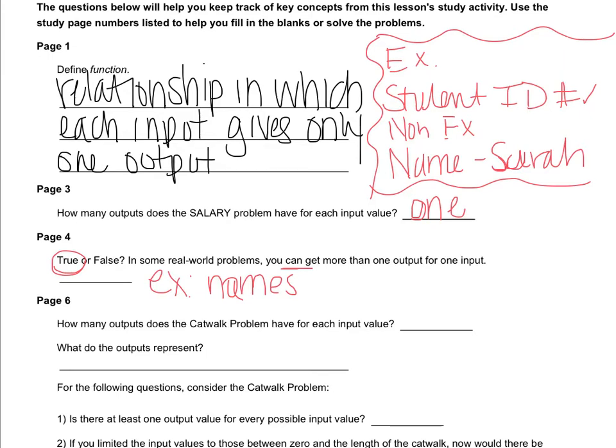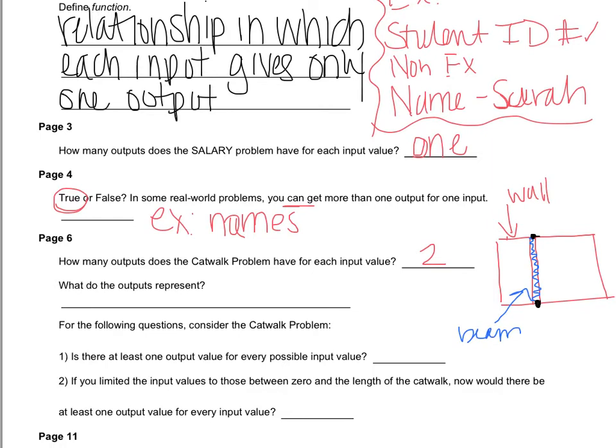They're going to ask you multiple times about the catwalk problem. You need to know that the catwalk problem always has two outputs for each input. What they're talking about is they're basically asking if you had a wall. Here's a wall. I'll draw an arrow and say that's a wall. And you had a support beam here. So this is a beam. The question is, how many times does it touch? Well, it touches twice because it touches the ceiling and it touches the floor. So it has two outputs. And the outputs represent where it touches.